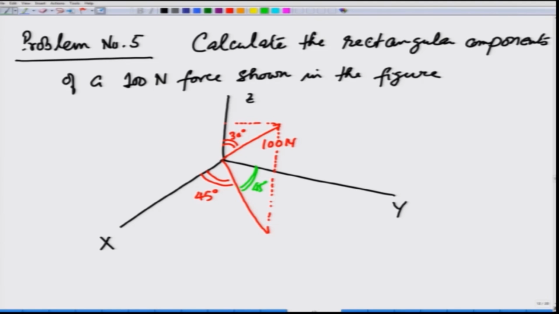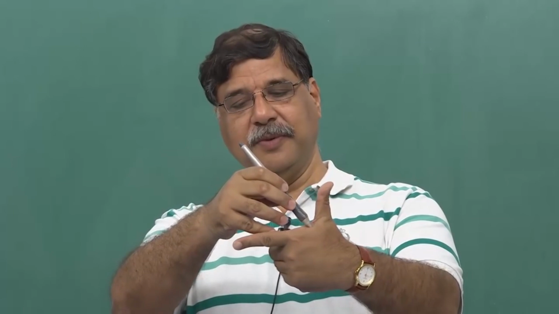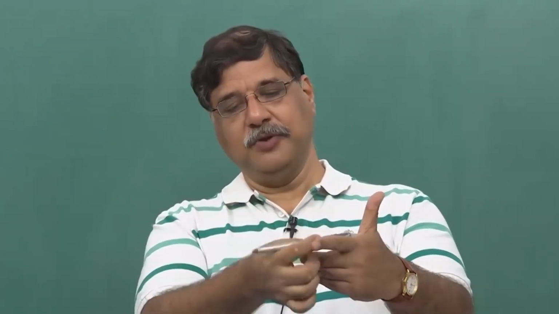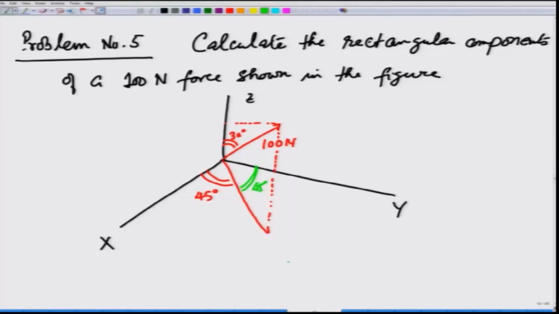So, you can see if it is a 3-dimensional thing or something like this, it is pointing at 30 degrees from here and 45 degrees if you project it here, all right. So, x is making that angle. Now, we want to calculate the rectangular components. Z component is very easy to calculate.